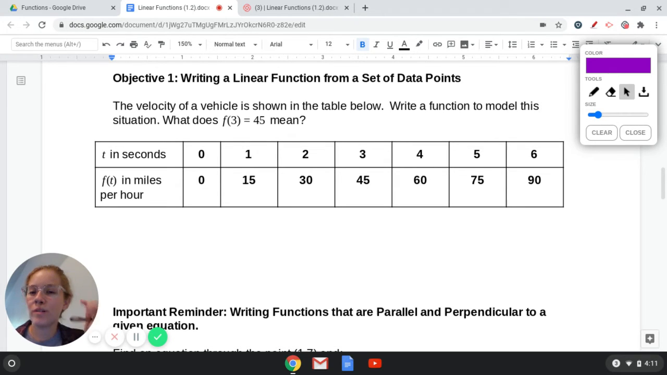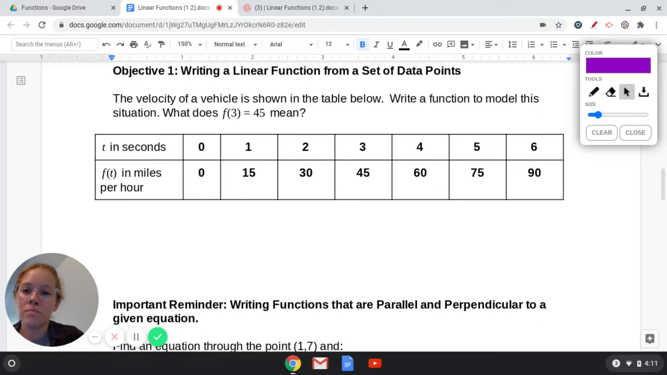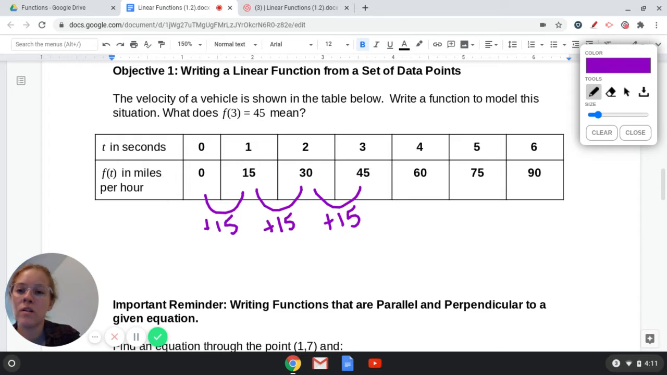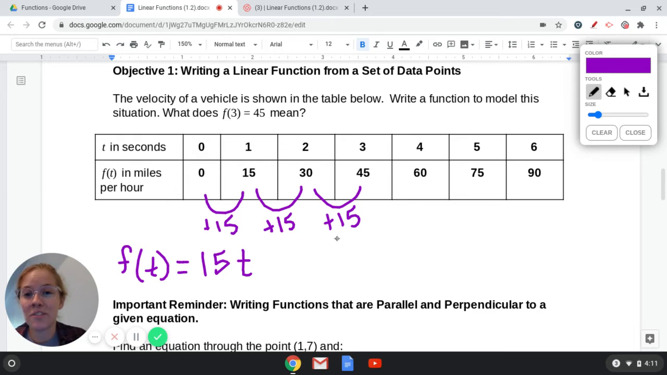A couple different ways. Some of you will be able to see this very easily. So our interval is going up 1 second at a time, which is helpful to us. And then you see this is a plus 15, plus 15, plus 15, and so on. So we know it's linear. And this is going to be f of t, because t is in time, equals, well, our rate, our slope, 15, t. And since we're starting at rest, that's it. That's our function.